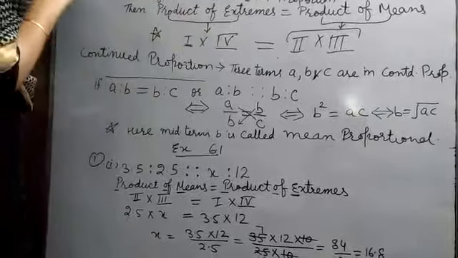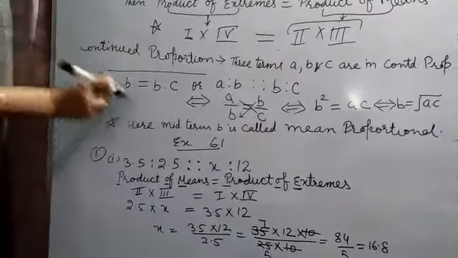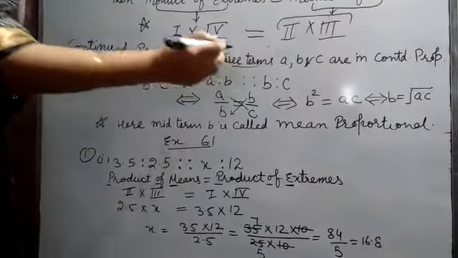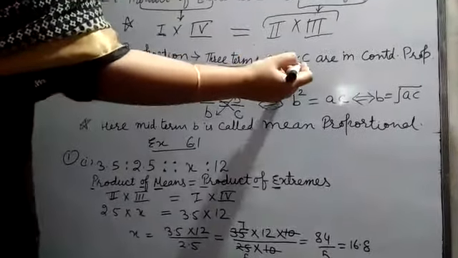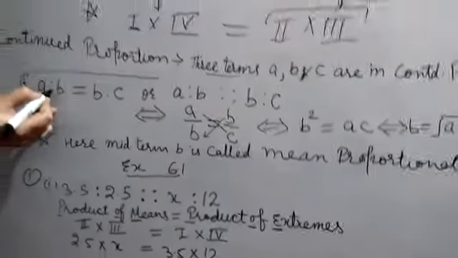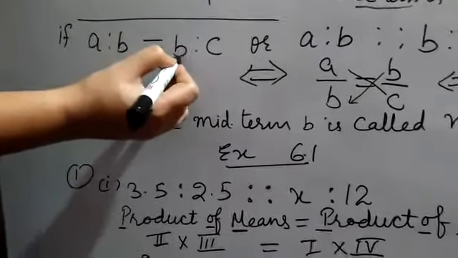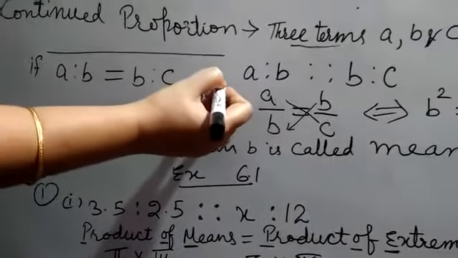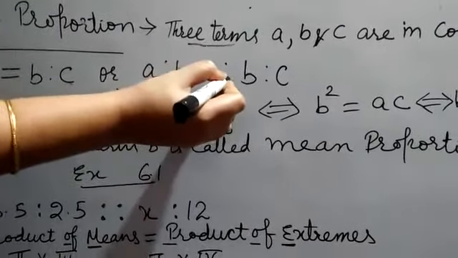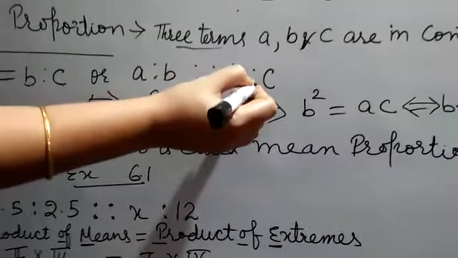In normal proportion, we have taken four terms. In continued proportion, continuity means the second term is repeated. So here come only three terms. Three terms A, B and C are in continued proportion if A ratio B, see we are continuing B, A ratio B is equal to B ratio C. Or instead of equal, you can mark here 4 dots. How we read it? A ratio B is proportional to B ratio C.